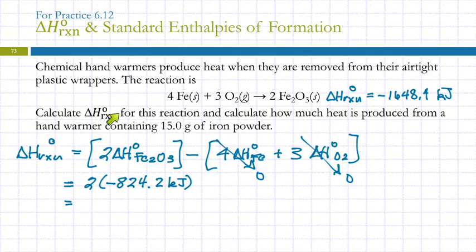Okay, so that's the first part, calculate the heat of reaction. Now calculate how much heat is produced from a hand warmer containing 15 grams of iron powder. So this is stoichiometry with energy. We know the mass of iron, 15 grams of iron, and there's plenty of oxygen. This relates to the amounts listed in the equation: this much energy for every 4 moles of iron that react.